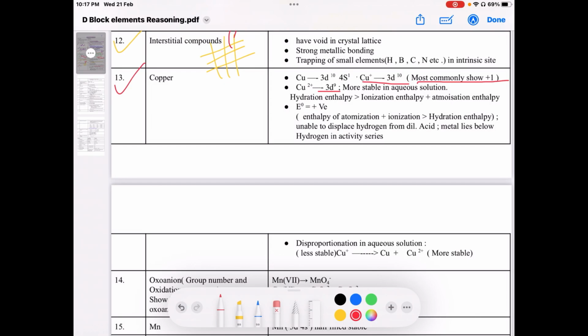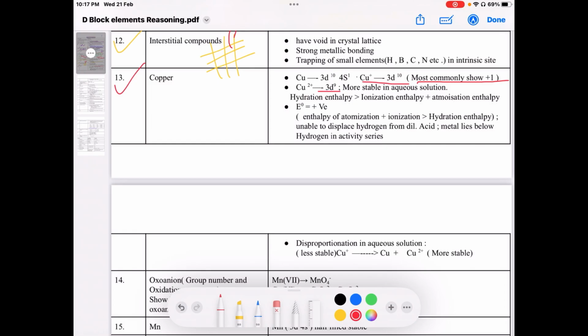Now the questions asked from this part. First question: give an example of an element which commonly shows +1 oxidation state. In that case, we give an example of copper here. Second question, asked from this part: why is divalent copper, Cu2+, more stable than Cu+ in aqueous solution?